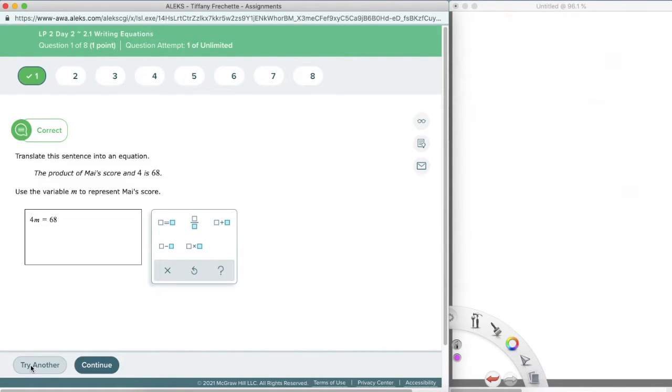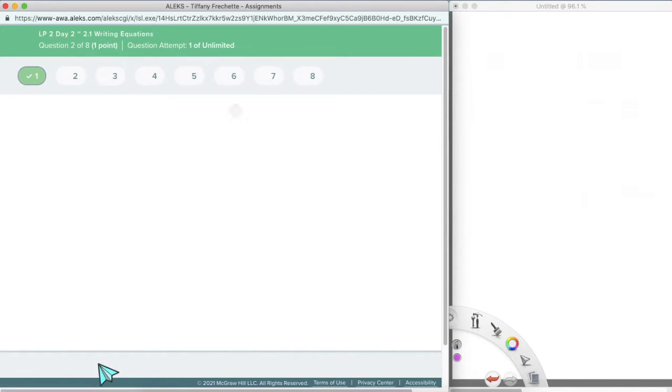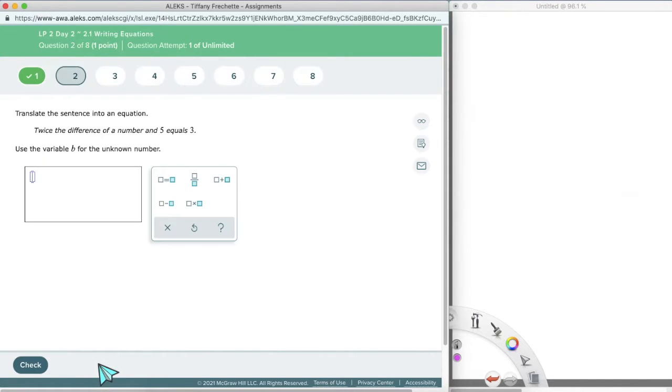If you'd use this little times button, perfectly fine. It would have still given you the same thing for this. It's just a little bit more expanded out there. All right, so we have translate the sentence into an equation.